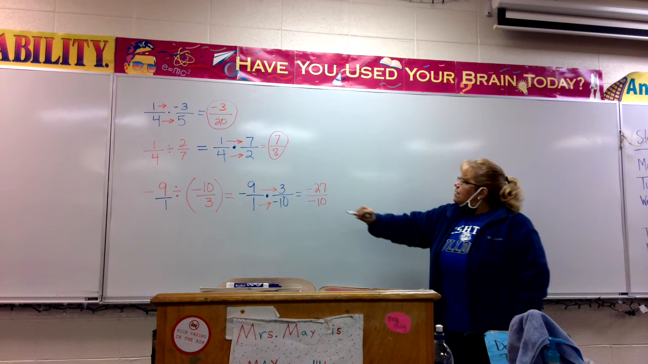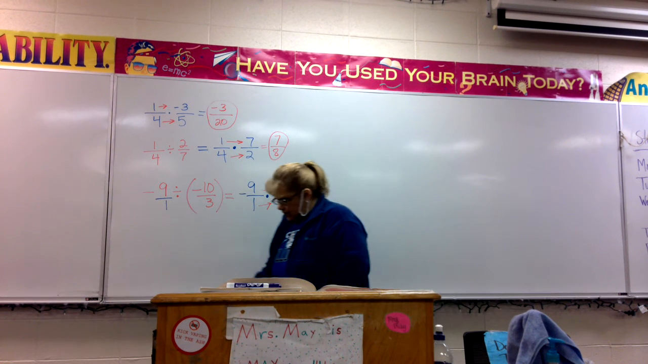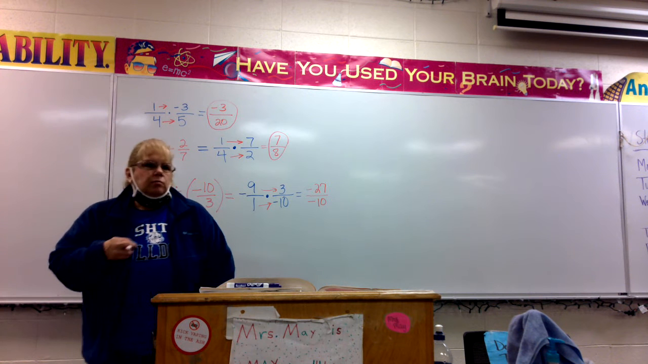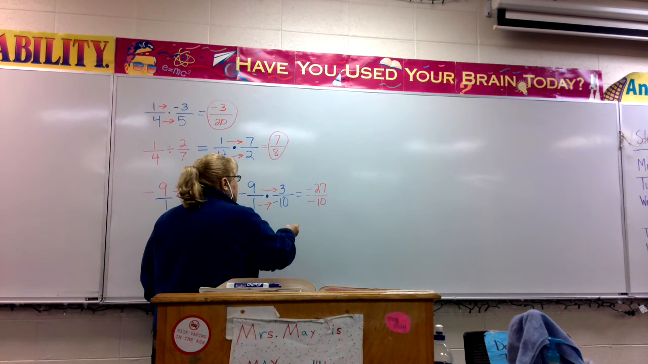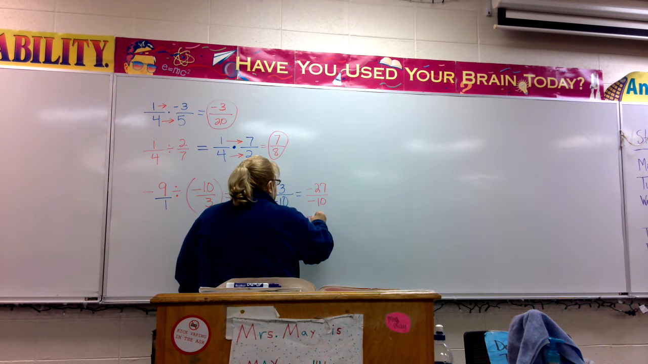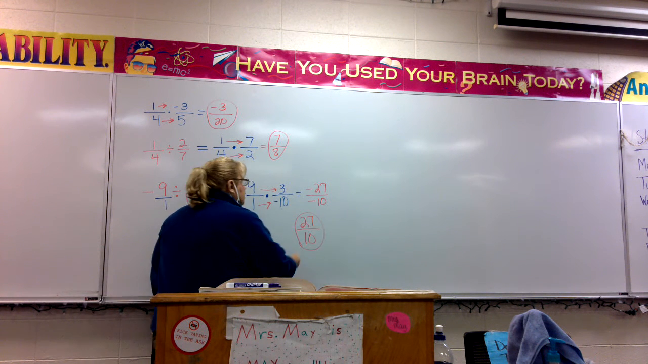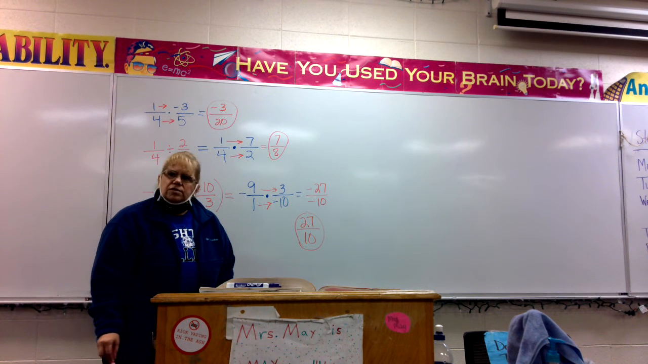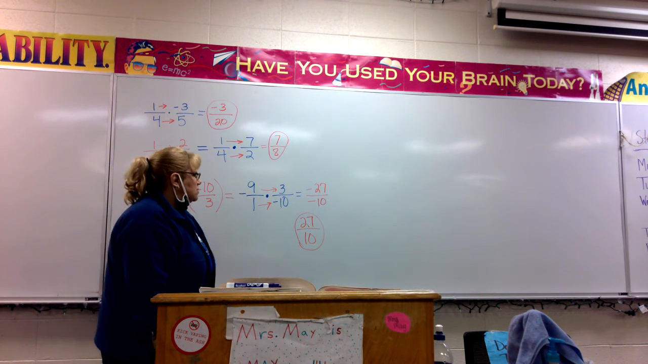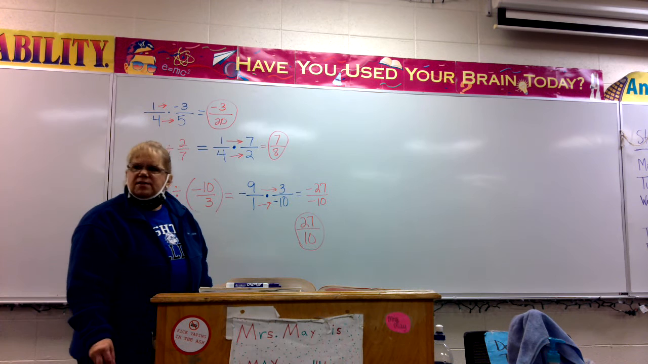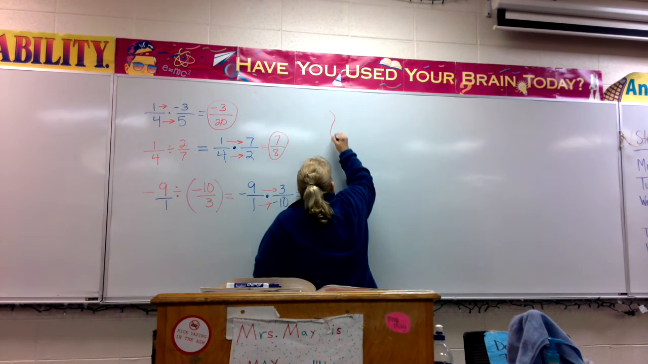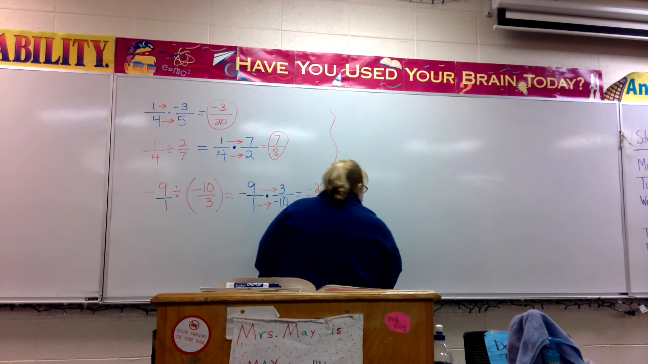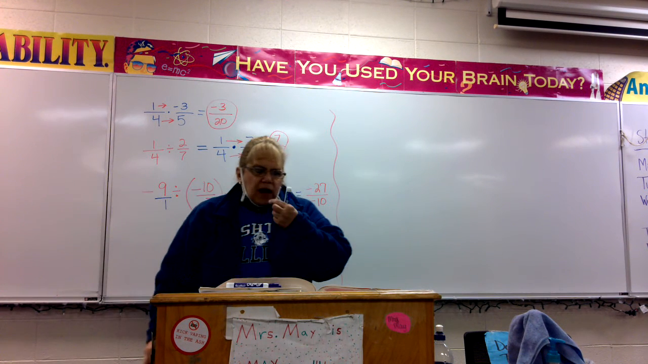However, what about a negative divided by negative? What is negative divided by negative? Positive. And we can just leave it as 27/10. Positive 27/10. You don't need to change that to a mixed number. You can just leave it as 27/10. Anybody with questions so far?